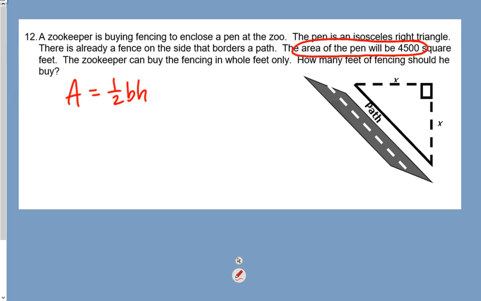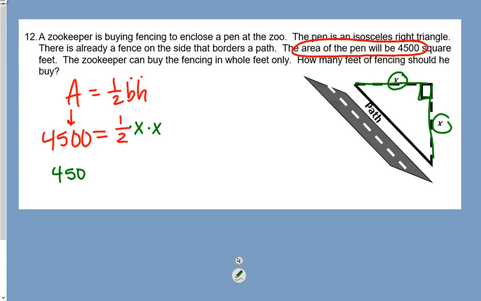So the area is 4,500. I'm going to go ahead and put that where my A is. 1/2 is just going to stay at 1/2. But then let's think about the base and the height. Looking over here at my picture, the base and the height are these x's here and here, even though it's not actually on the bottom. Remember that the base and the height have to have a right angle. So x is my base, x is my height. So x times x. Well, we know that x times x is actually just x squared. So I've got 4,500 equals 1/2 x squared.